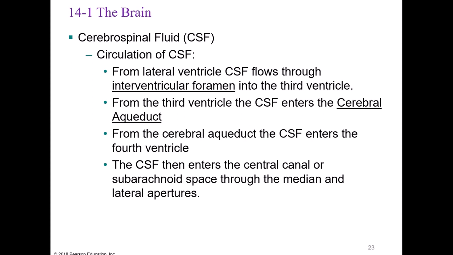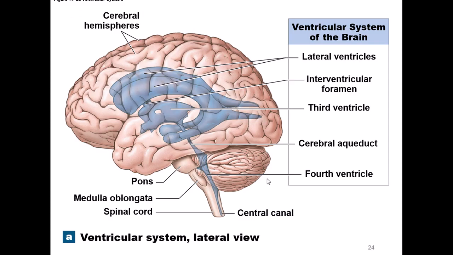Okay, so let's take a look at the circulation of the cerebrospinal fluid. It starts here. We're going to say that the lateral ventricles begin the process. They make the cerebrospinal fluid. From here, the fluid is going to flow through this little foramen right here. If you remember, a foramen is a hole.